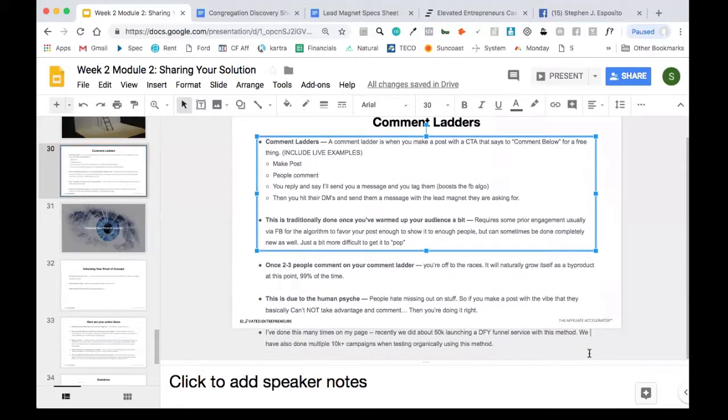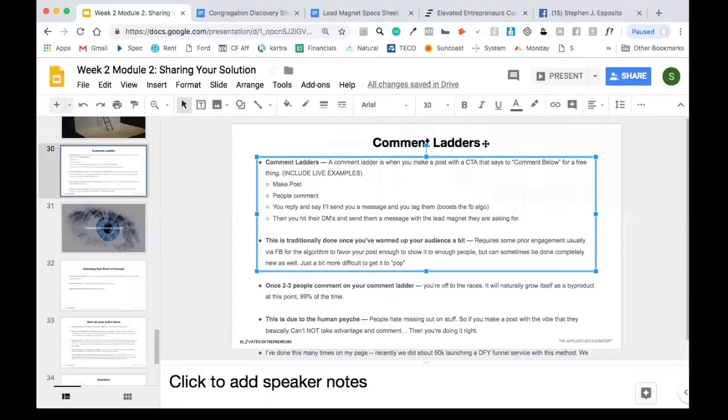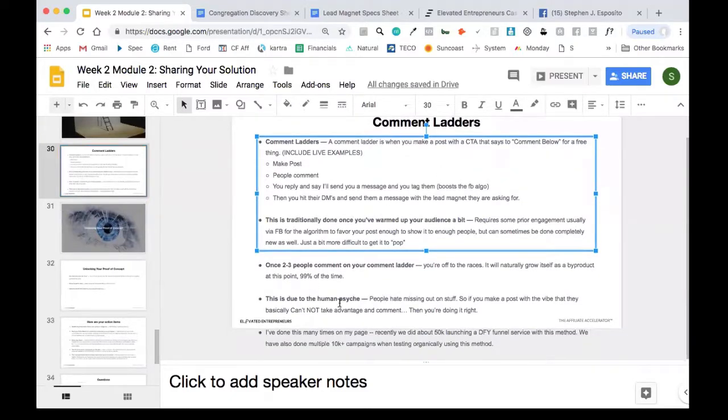Yeah, looks like this got cut off here. Because recently it's crazy. Comment ladders, they work. We recently did this over and over again, about 4 times, to do a launch of about 50K, where we launched a funnel for people. We literally created a funnel and built it out for people and helped them by doing that. So it totally works, and it's something that you could definitely utilize to get your lead magnet out there.